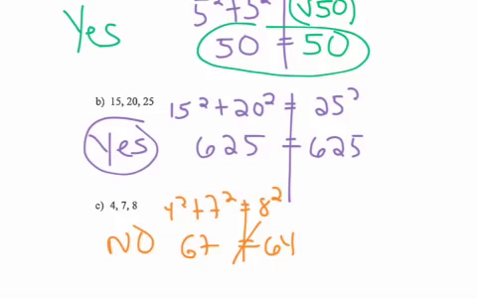So if you did this correctly, remember your largest value, the 25, was in place of your C. 15 squared plus 20 squared is 625. 25 squared is 625. Since both sides match up, yes, they would form a right triangle because it follows the rules for the Pythagorean theorem. Down below, 4 squared plus 7 squared is 65. 8 squared is 64. Since those numbers are not the same, no, those lengths would not form a right triangle.